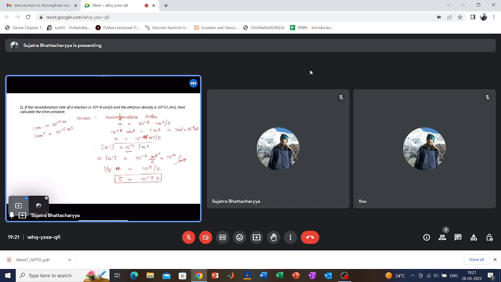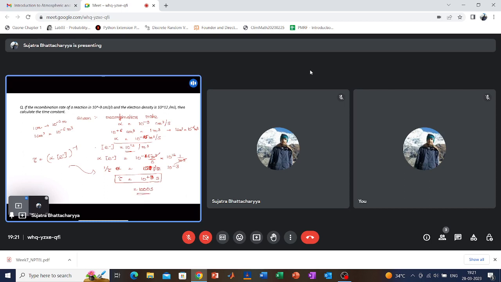This is 10 to the power 12. So 10 to the power minus 15 times 10 to the power 12 gives 10 to the power minus 3. Let me write it properly. This will be 10 to the power minus 3, and we take its inverse. Why? Because tau is alpha times electron density, whole inverse. Therefore, tau will be 10 cube, that is 1000 seconds.